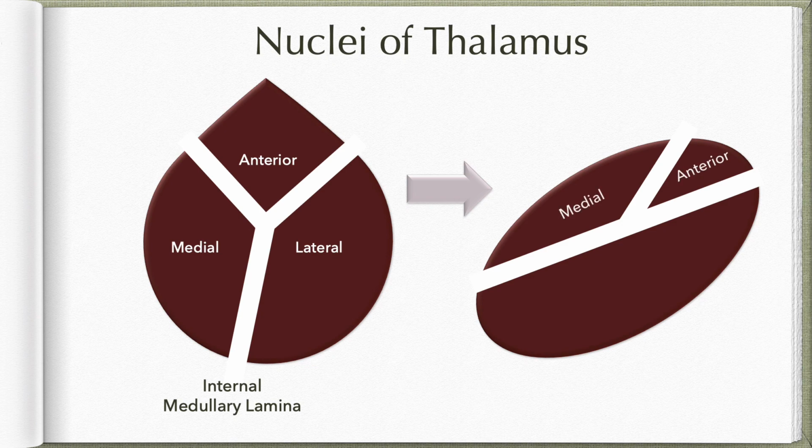Now, lateral group is further divided into multiple subnuclei. So let us find out what they are. First, it is divided into a dorsal tier and a ventral tier. The dorsal tier is further subdivided into 3 nuclear groups. From front to back, they are lateral dorsal, lateral posterior, and the posterior most portion known as pulvinar.